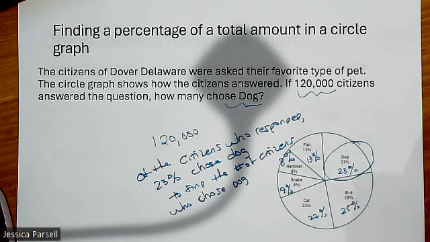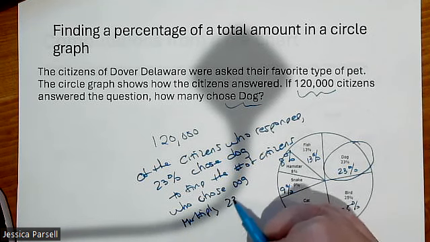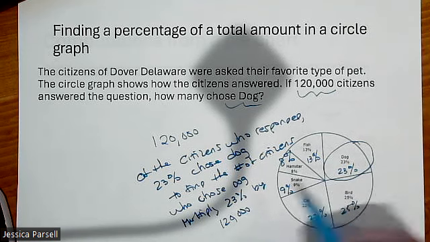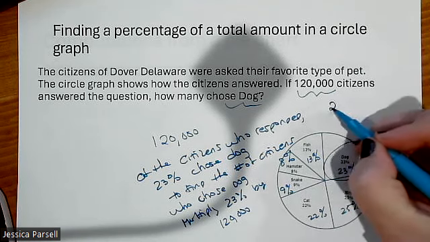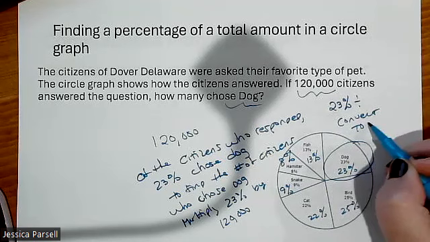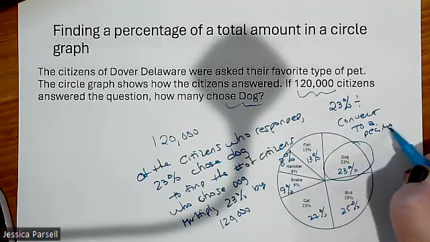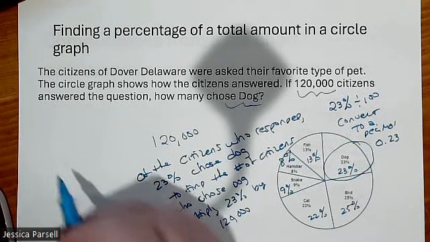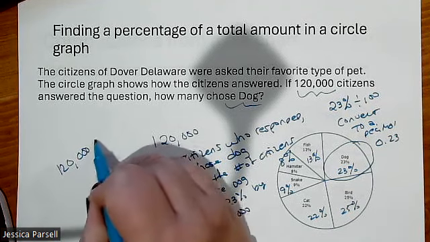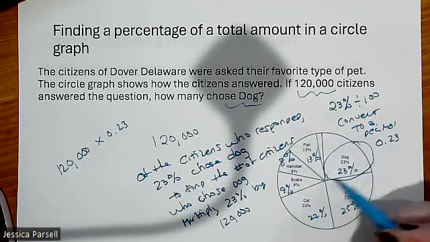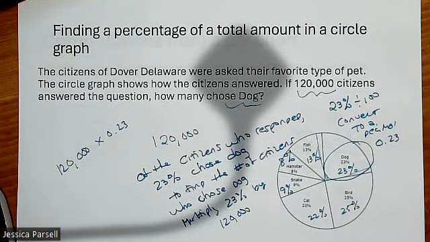So to find the number of citizens who chose dog, you're going to multiply 23% by 120,000. So the first thing you're going to do is take that percentage, 23%, and convert it to a decimal. To do that, you divide by 100 and you get 0.23. Then you're going to take in your calculator 120,000 times 0.23, which is almost a quarter, right? Almost a quarter of this whole thing, 23%, a little less than 25%.